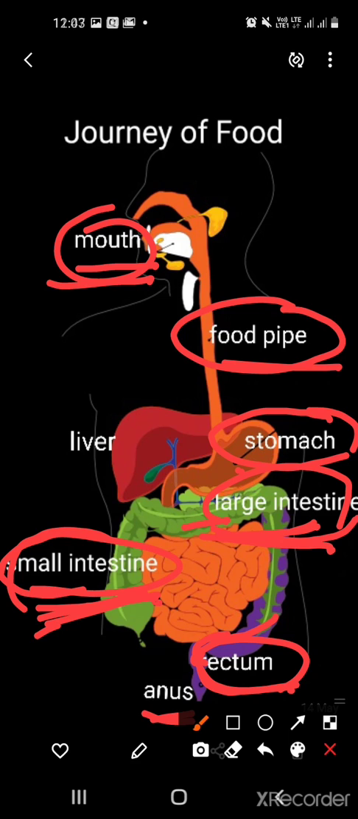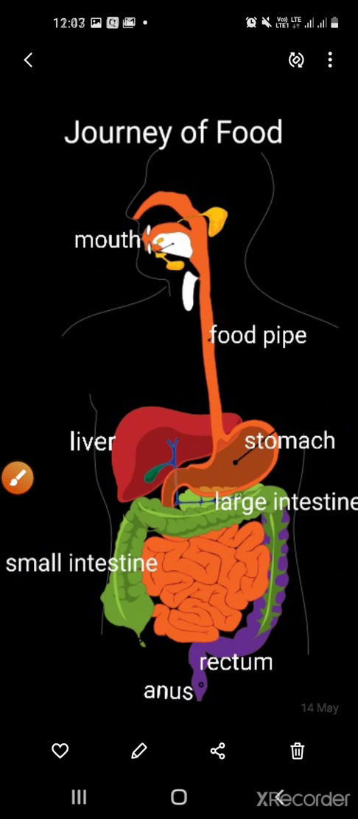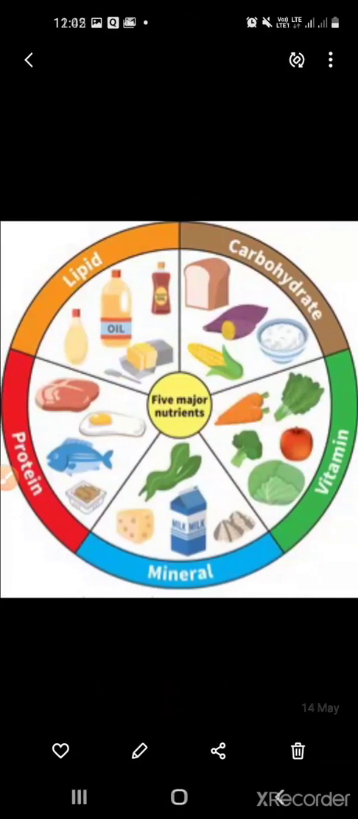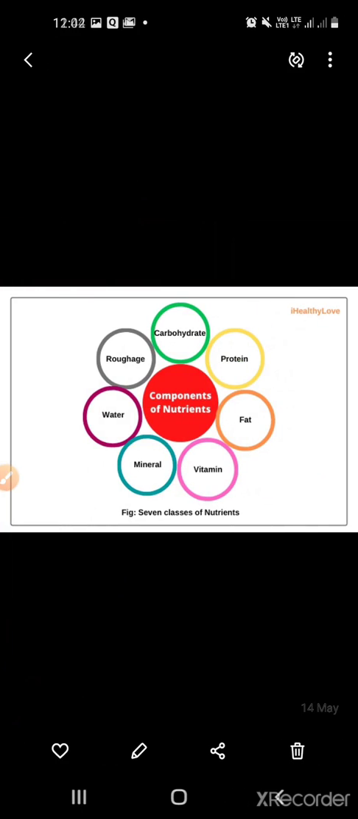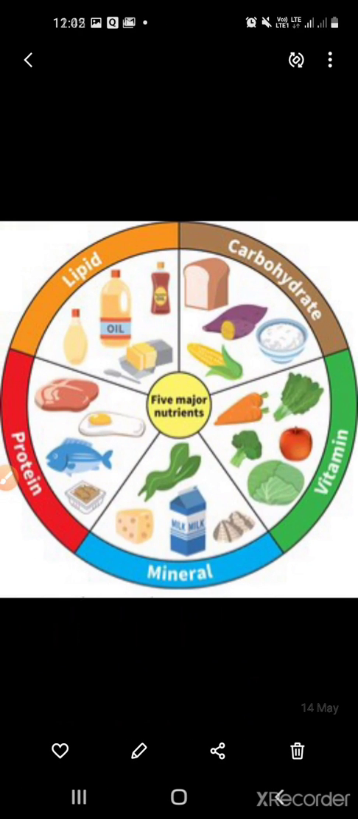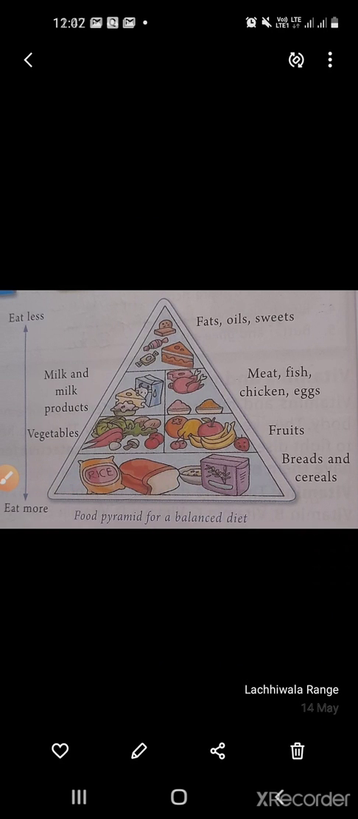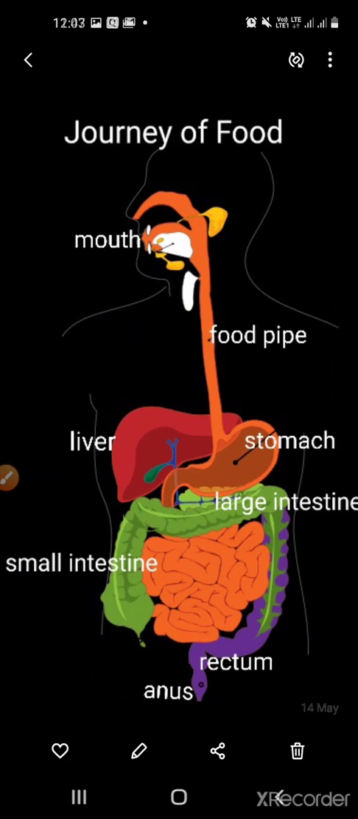Okay, children, I hope you understood, right? So this is all about our topic number 2. We have learnt nutrients, kinds of nutrients. There are 5 kinds of nutrients. You can see here. Well, we have 7 here, that is water and roughage, but in your syllabus you have only carbohydrates, protein, fats, vitamins and minerals. And here are the examples of carbohydrates, vitamins, minerals, protein and fats. This is the food pyramid, a balanced diet food pyramid. And after that, we have done the journey of food.